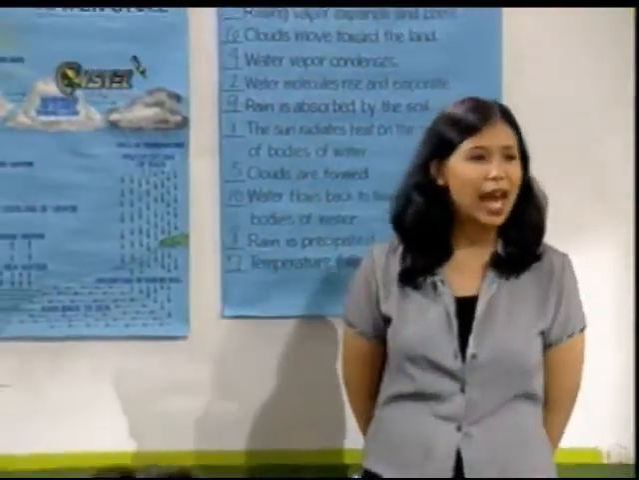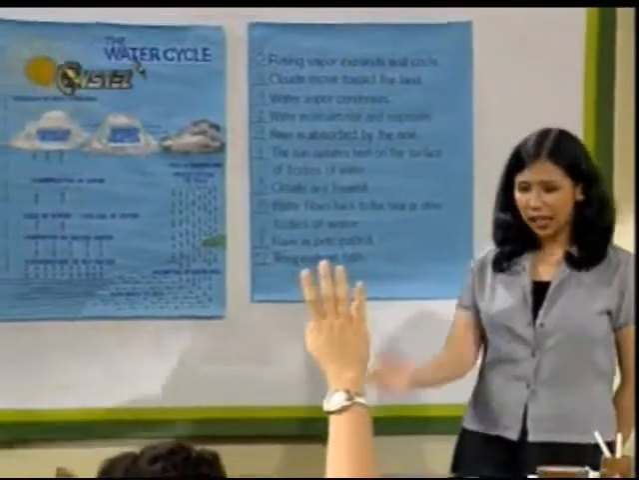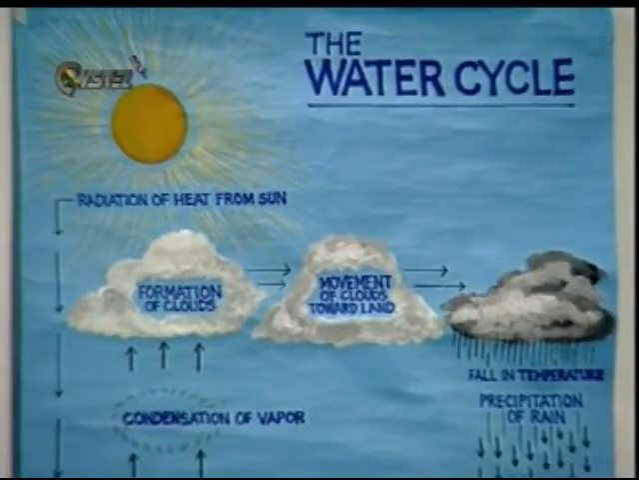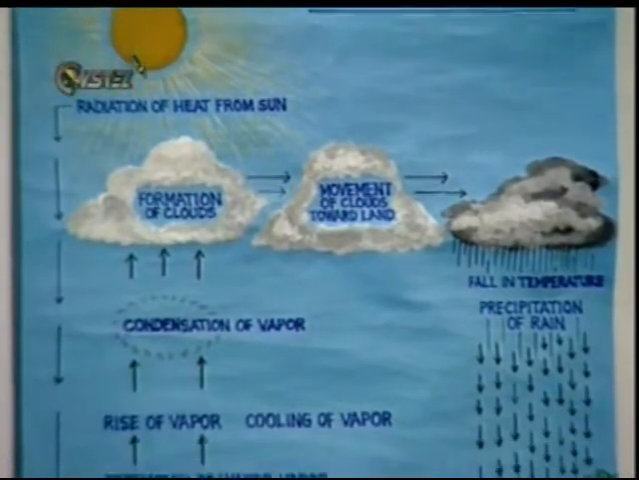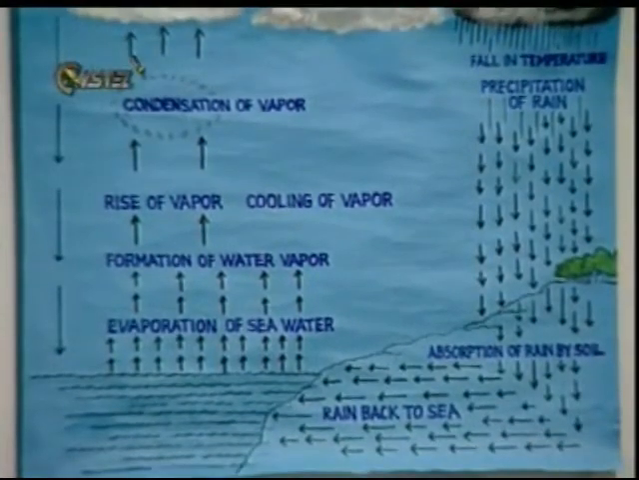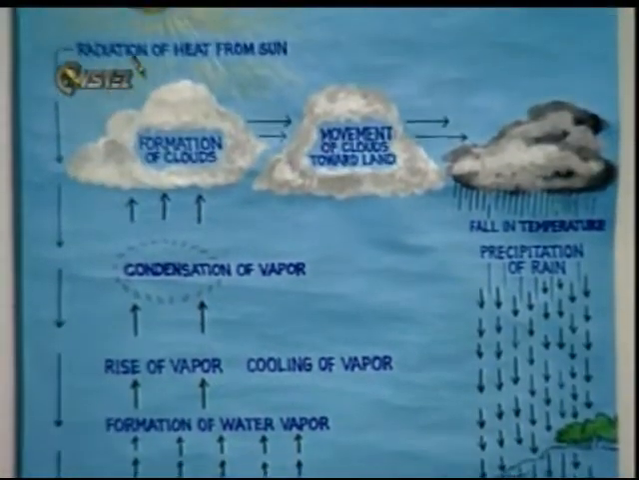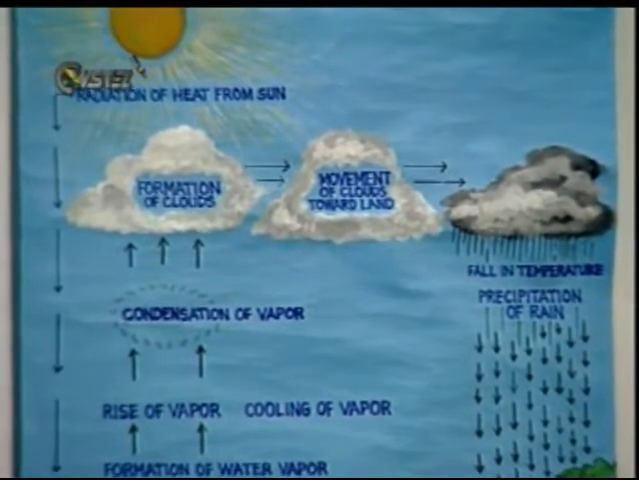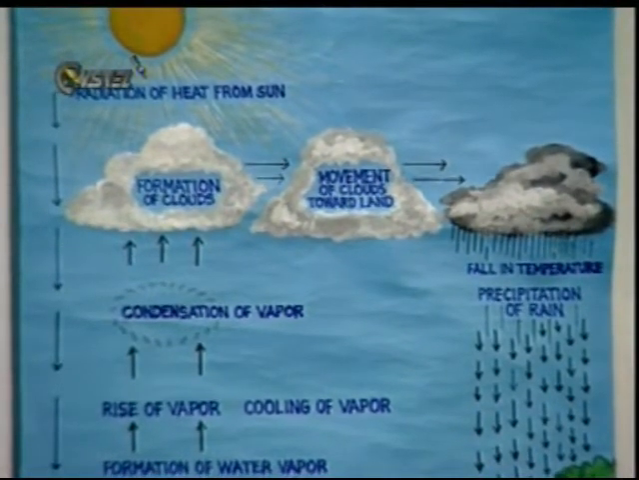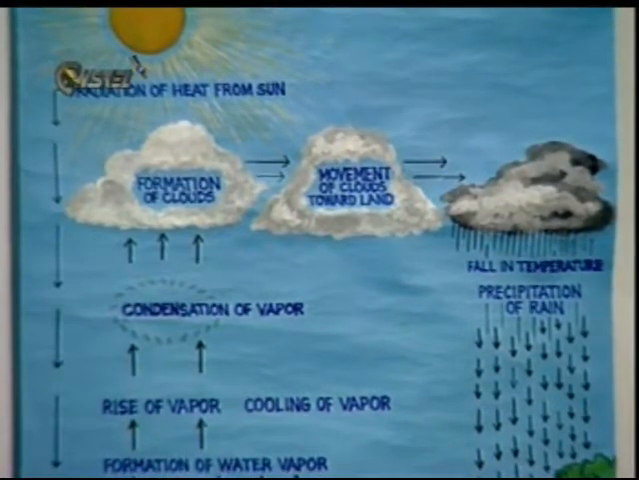Okay, can you use linkers in the description of the water cycle? Anyone? Let's see. J.O.? Well, in describing the water cycle, first, the sun radiates heat on the surface of bodies of water. Okay. Then, water molecules rise and evaporate. Meanwhile, rising vapor expands and cools. Subsequently, rain is precipitated. Eventually, the rain is absorbed by the soil. And finally, the rain flows back into the sea.